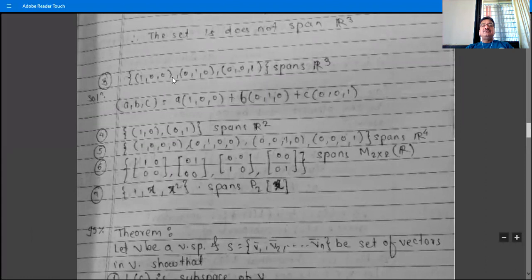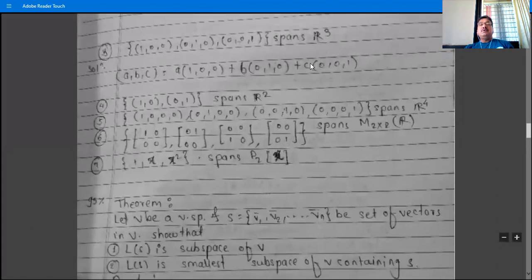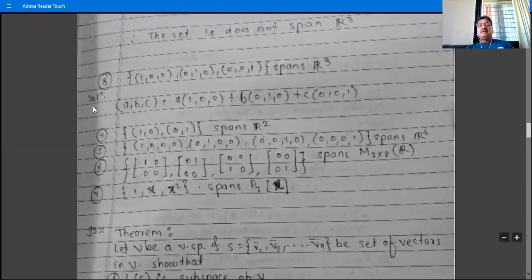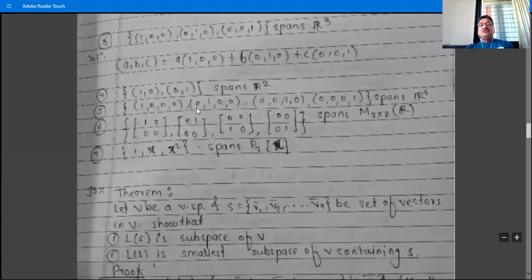Similarly, (1, 0, 0), (0, 1, 0) and (0, 0, 1) span R3, because if you take any vector (a, b, c) from R3, then it is expressed as a(1, 0, 0) plus b(0, 1, 0) plus c(0, 0, 1). So a, b, c are the K1, K2, K3, and therefore every vector of R3 is expressible as a linear combination of these three vectors, and therefore this set spans R3. Okay, similarly (1, 0) and (0, 1) span R2. Similarly (1, 0, 0, 0), (0, 1, 0, 0), (0, 0, 1, 0) and (0, 0, 0, 1) span R4.